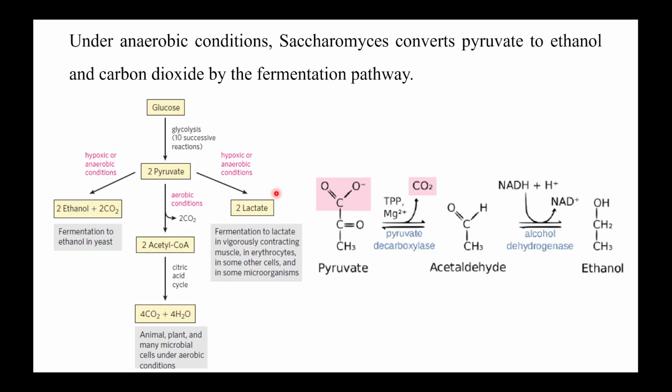Okay, another case that happens inside our body as well is another type of fermentation pathway where our body starts converting pyruvate into lactate by the enzyme lactate dehydrogenase. So, this actually happens when we undergo vigorous exercise. If you are running too fast, you feel a pain in your muscles, right? And that pain is due to the formation of this lactate or lactic acid in the muscle cells.